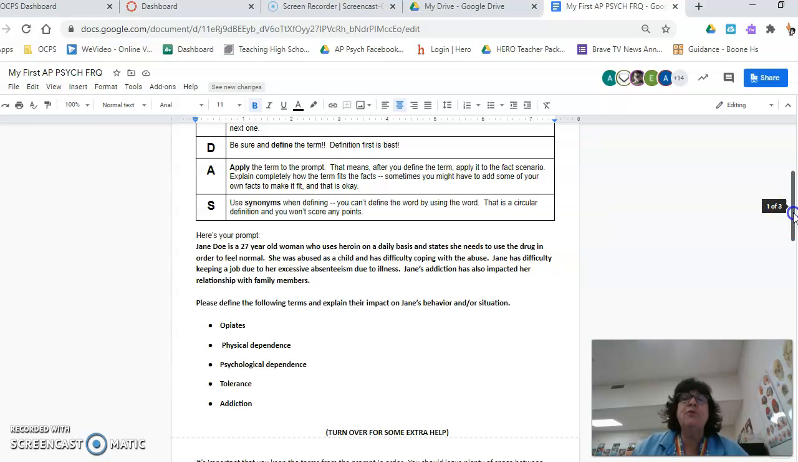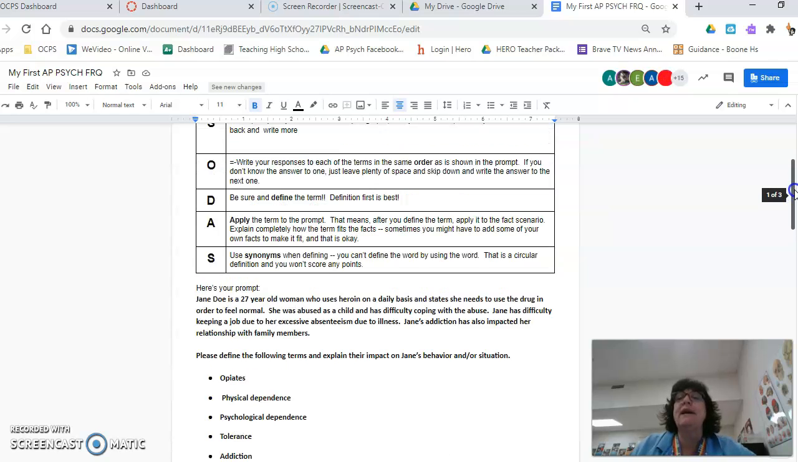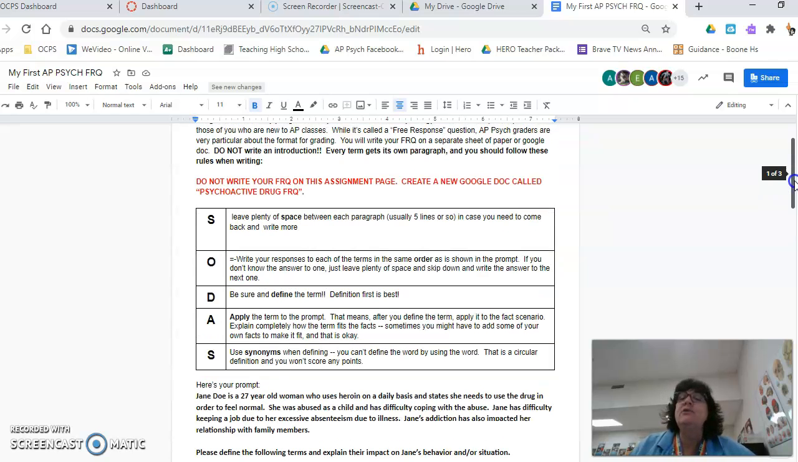Now, psych has its own peculiarities when it comes to writing FRQs, and for psych we use the SOTAs method. This is how the people who grade the FRQs want you to write it, to make it easier to grade and to make sure you score the points. It's all about scoring points when we're doing FRQs. So I'm going to go over the SOTAs with you. See the acronym here. S stands for space.